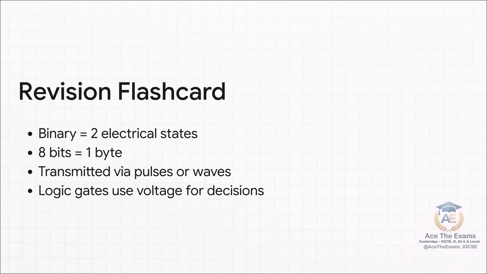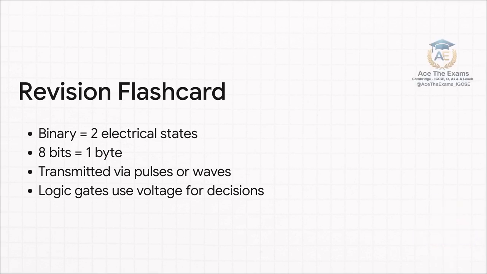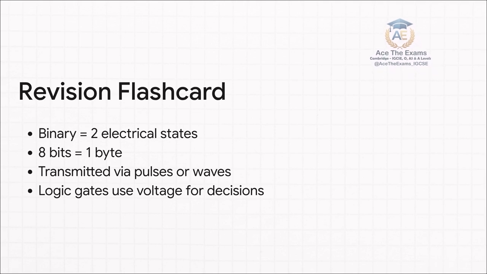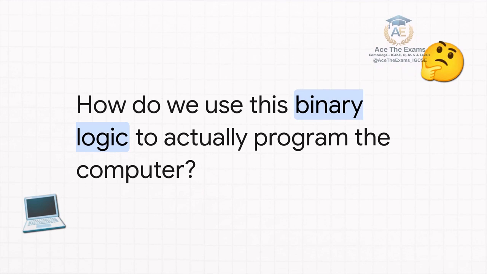It perfectly connects the physical reality of binary, those 2 electrical states, to the data transmission methods, and finally, to how logic gates use voltage for 1 and 0 decisions. This right here is your ultimate cheat sheet for Paper 1 hardware questions. Okay, so we've successfully debugged your hardware exam strategy.